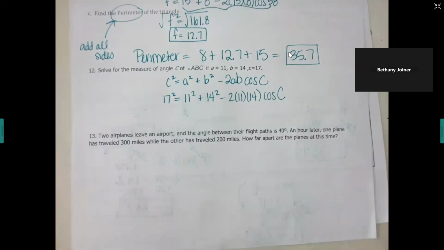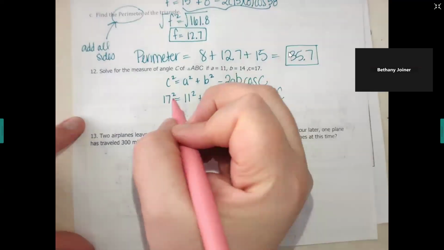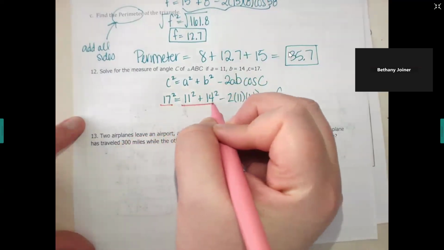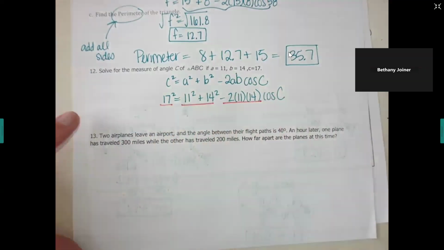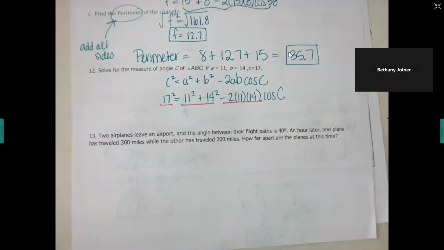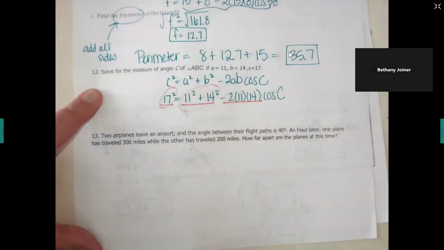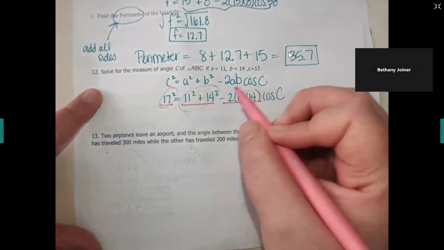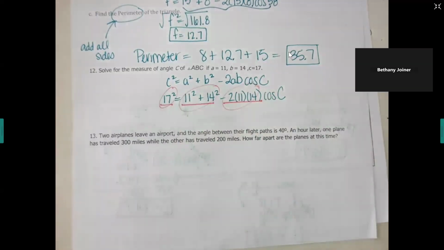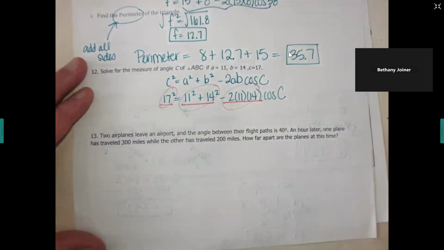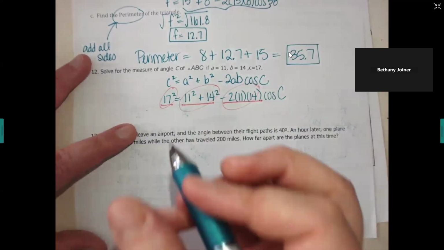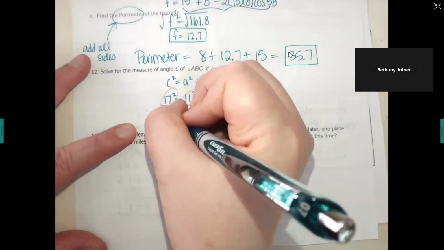And then remember, when you're solving for this letter, it's easy as 1, 2, 3. And remember, you're going to group to solve. So you'll find the 17 squared by itself, the 11 and the 14 squared together, and then the 2 times 11 times 14. But it's one number, then these two numbers, then these three numbers. So let's start with 17 squared. What do I get? 289.